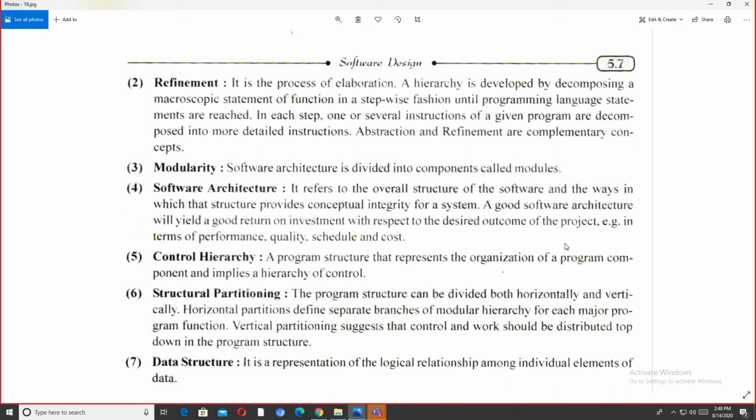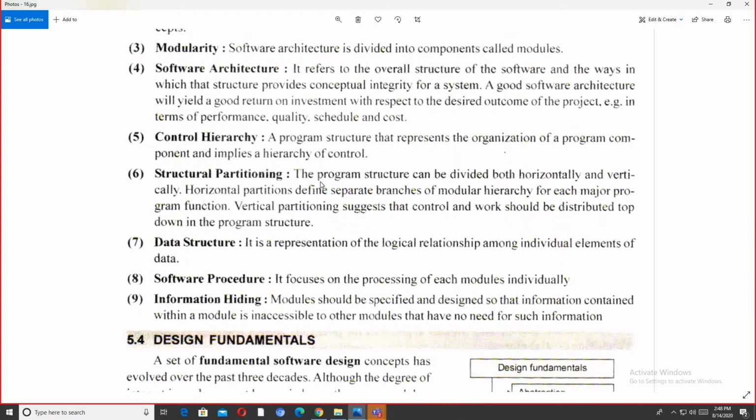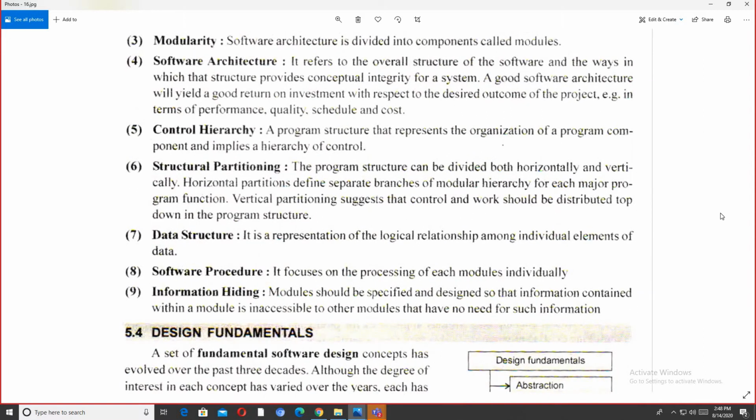Now, for modularity, software architecture is divided into components called modules. So modularity is the same thing: software architecture is divided into smaller components which are called modules, and this is known as modularity. Whenever we ask whether modularity has been reached, we will say yes if we have divided our whole software problem into a set of smaller modules.